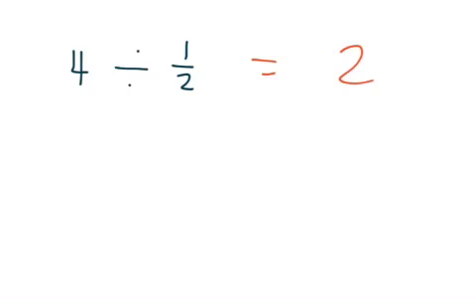Well, what they're doing is, okay, they think this is asking what is half of 4. So they're thinking, what is half of 4? And I point out to them, half of 4 is the same thing as 1/2 times 4. And that is not the same problem here. This is 4 divided by 1/2. This is not 1/2 times 4. And they're like, oh, okay.